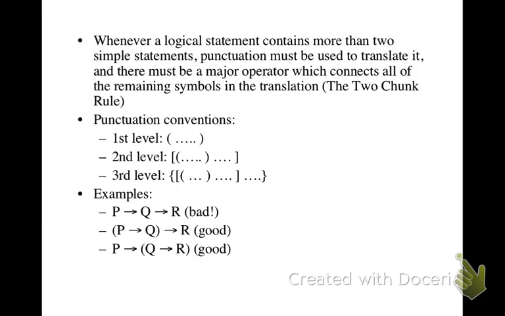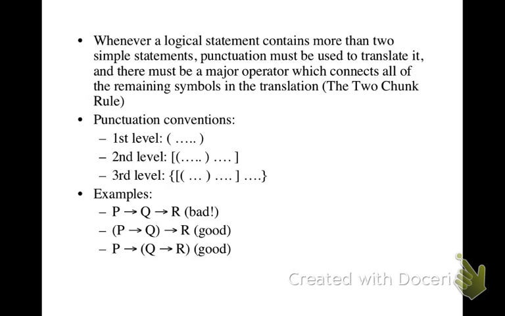So we can either chunk together the P and the Q, so open parenthesis P arrow Q close parenthesis arrow R, or we could chunk the Q and the R together and say P arrow open paren Q arrow R close paren. Either of those is a syntactically correct sentence or formula in our language. As you can see, there's two chunks on each one.